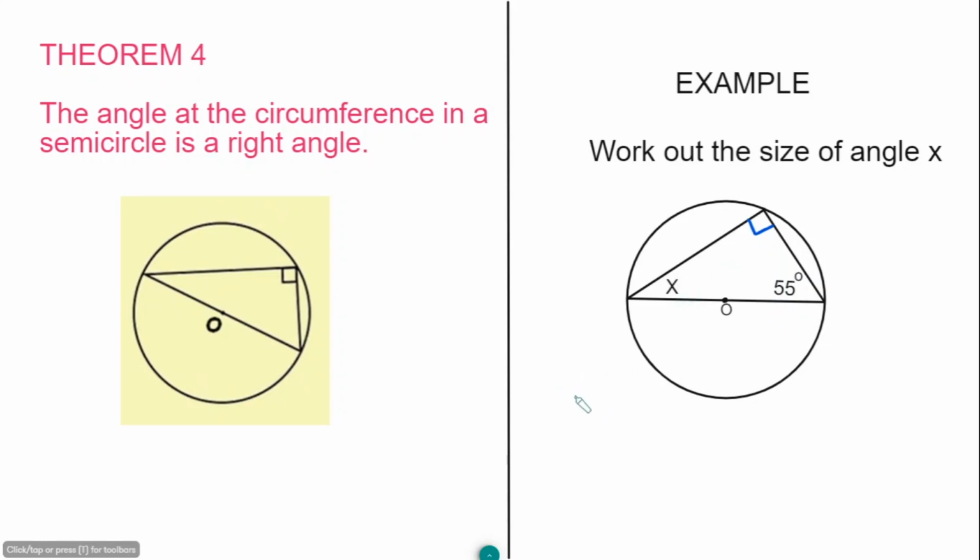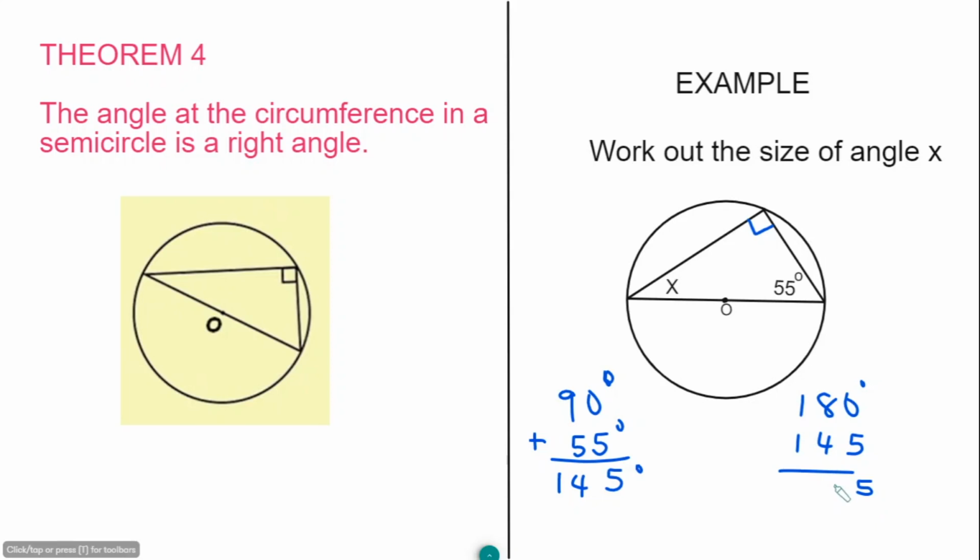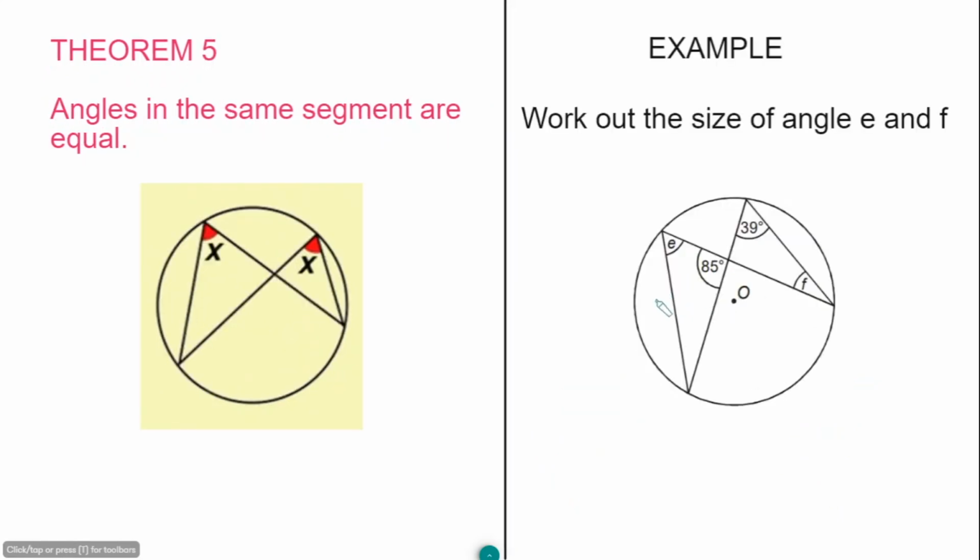So let's go straight. I'm going to add 90 degrees here and 55 degrees. Now if I add these two angles together, I'm going to have 145 degrees. Then to find the angle x, I'm going to subtract this value from 180. So 180 degrees subtract 145. I think I'm going to have 35 degrees. Good. So the angle x is going to be 35 degrees. Very easy, right? Okay. So we come to theorem number 5.